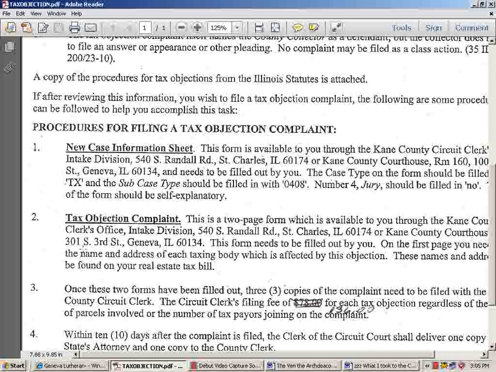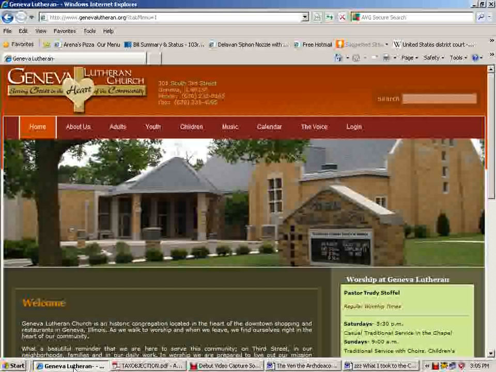Well, Roe knows about the one at 100 South 3rd Street. She's been there many, many times. But guess what is at 301 South 3rd Street? Guess. Did you guess it would be the Geneva Lutheran Church? 301 South 3rd Street, Geneva, Illinois. There's a courthouse in here. Room 160 in this church is a courthouse.